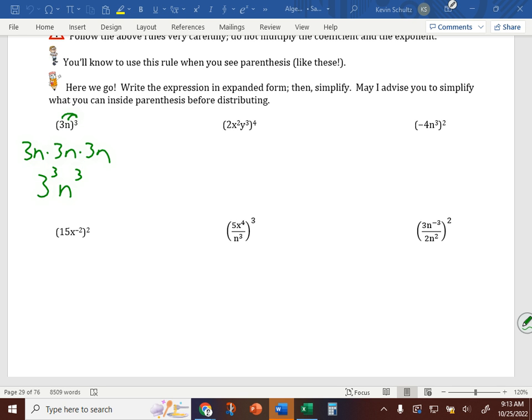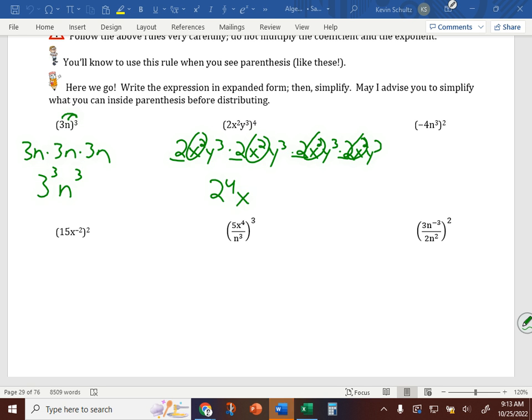The next one, that 4 gets distributed. Writing it out in expanded form, 2x squared y cubed times 2x squared y cubed times 2x squared y cubed times 2x squared y cubed. Thank goodness for the rule, right? We have 4 2's all being multiplied together here. So 2 to the 4th. We've got all these x's, 2, 4, 6, 8 of them, x to the 8th. And then these y's as well, 3, 6, 9, 12. Following the rule, 2 to the 4th, x to the 8th, y to the 12th. That coefficient base gets the power, the exponents are multiplied.